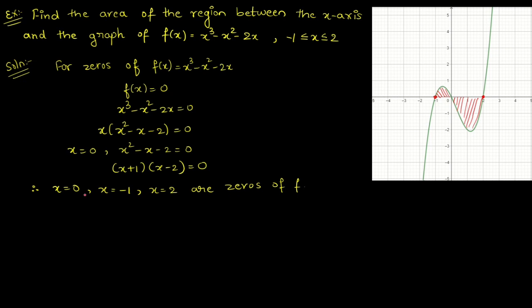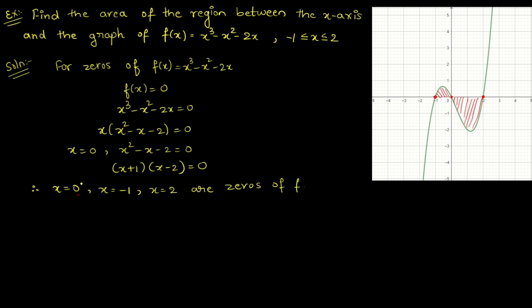If you look at the zeros of f, one is x equals 0, which is here where the graph is moving below the x-axis. Then we have x equals minus 1, which is already given, and x equals 2. So we can see the given curve can be divided into two parts: one above the x-axis and one below the x-axis. So how do we solve this?